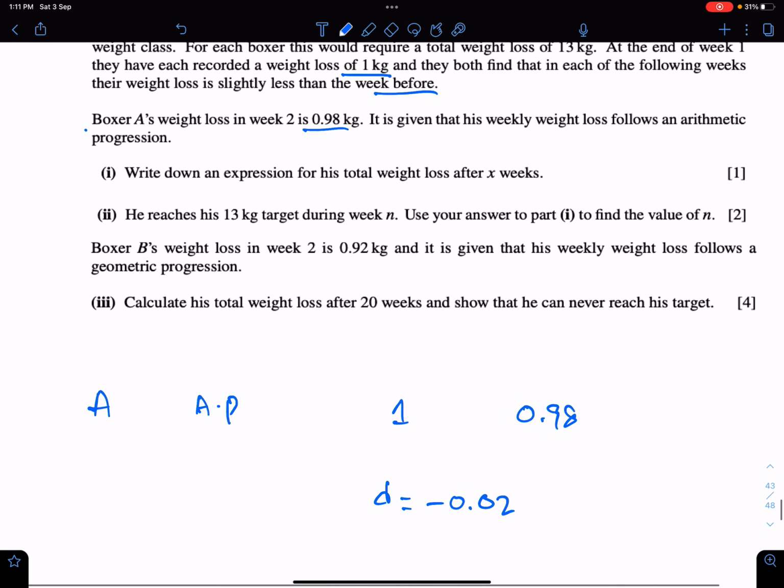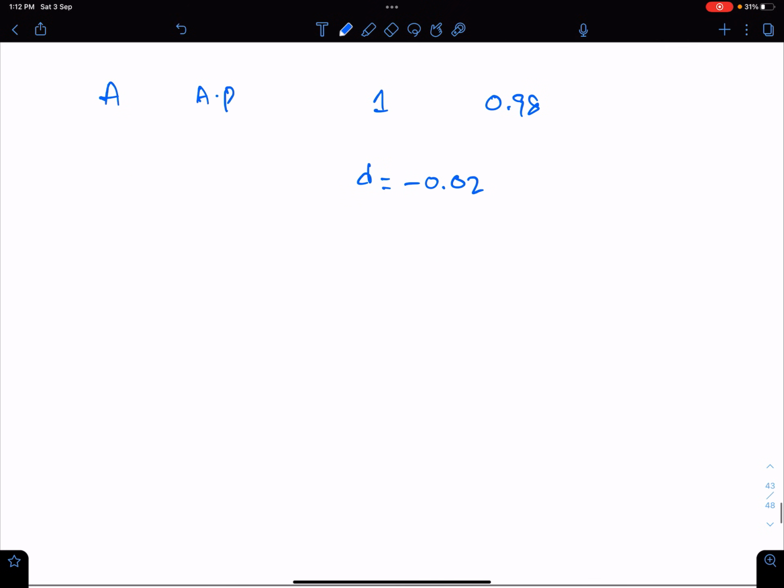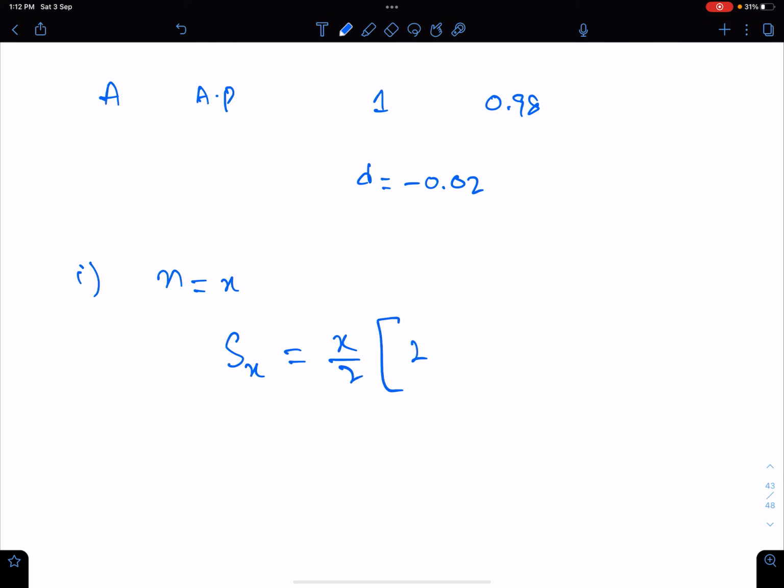Write down an expression for his total weight loss after x weeks. So this is very simple. So n is x in part 1, so we need Sx. It's x upon 2 times (2 times 1, because a is 1, plus (x minus 1) times d, which is minus 0.02). So that's the answer of part 1.